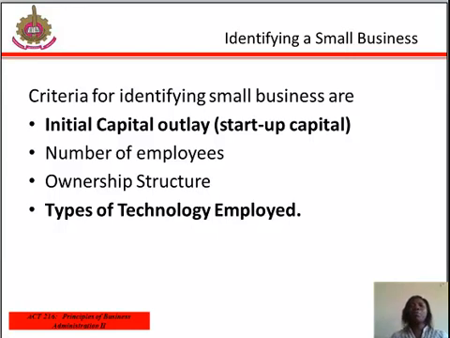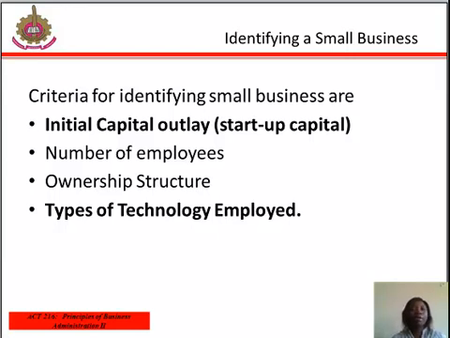So, identifying a small business. In identifying any small business, there are certain criteria that distinguish the small business from the bigger businesses. Some of these criteria include the initial capital outlay, that is the startup capital. Ordinarily, this refers to the financial resources that are needed to start a business. And if this initial capital outlay needed to start a business is small, then that may lead us to conclude that the business is a small one.